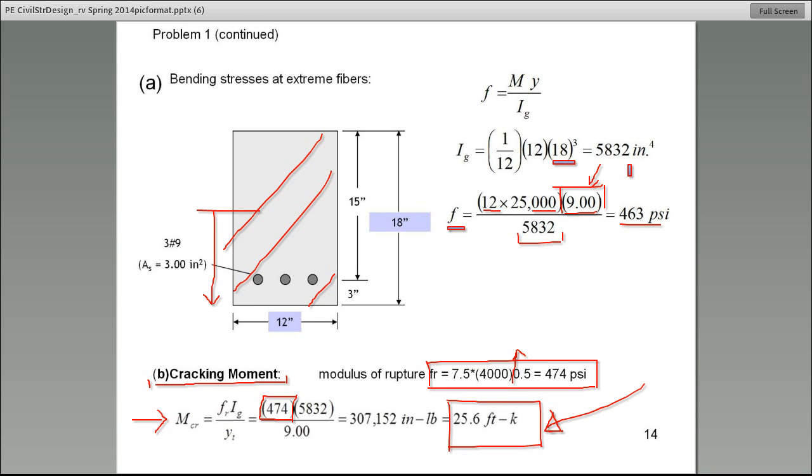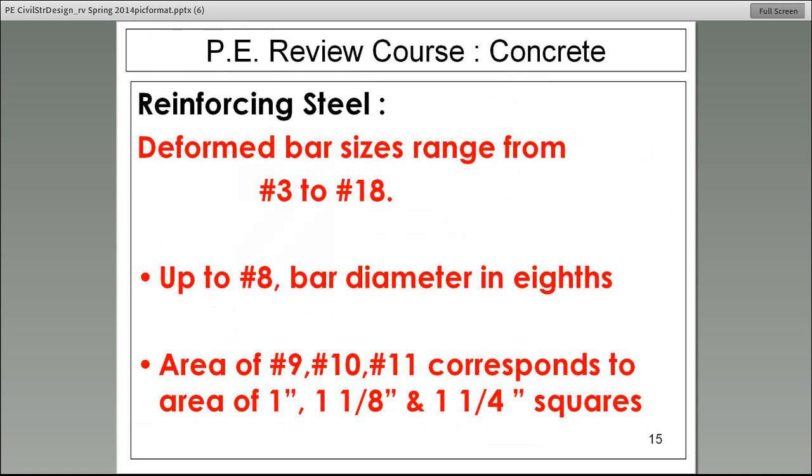So when you find the cracking moment, this is the equation. And this is very important, make a note to yourself. When you're calculating the cracking moment, you must use the gross moment of inertia. Use the entire section, and use the entire depth, in this case, 18 inches. Very good. Let's move on. We have a lot more exciting things to cover. Now, I hope that you're having fun.